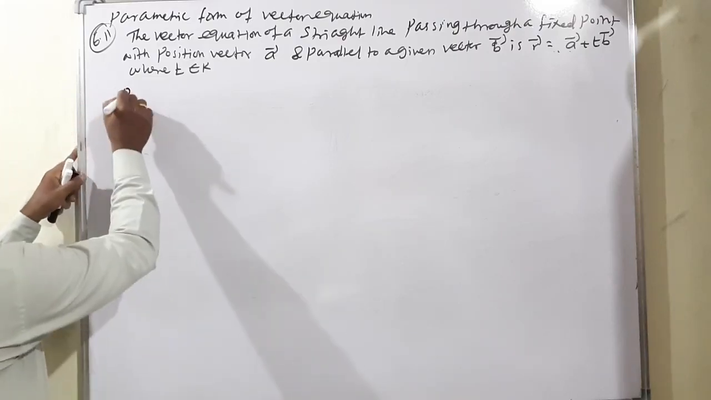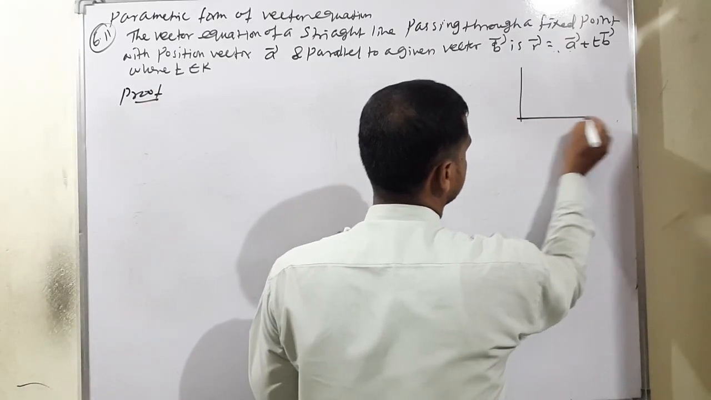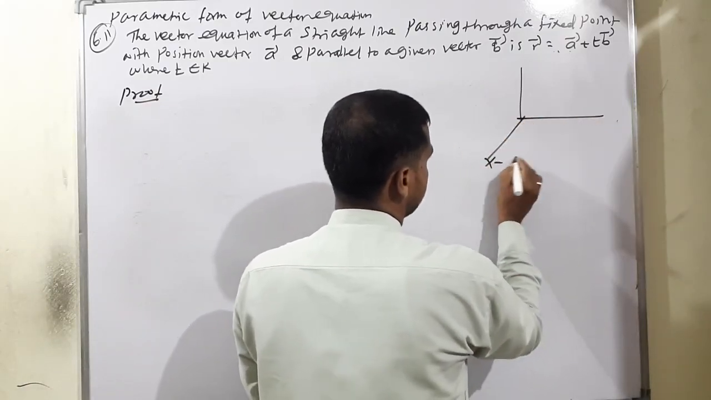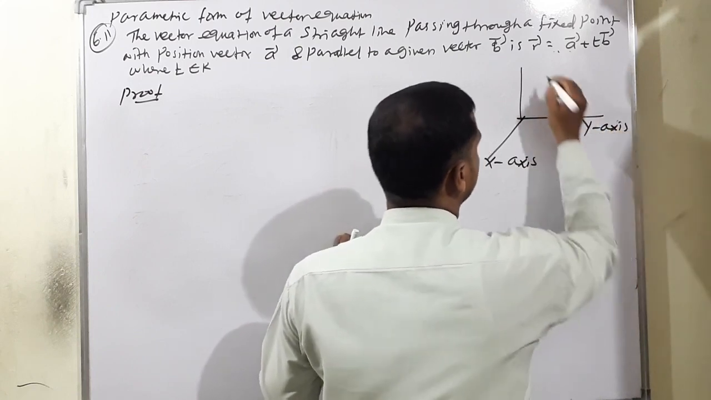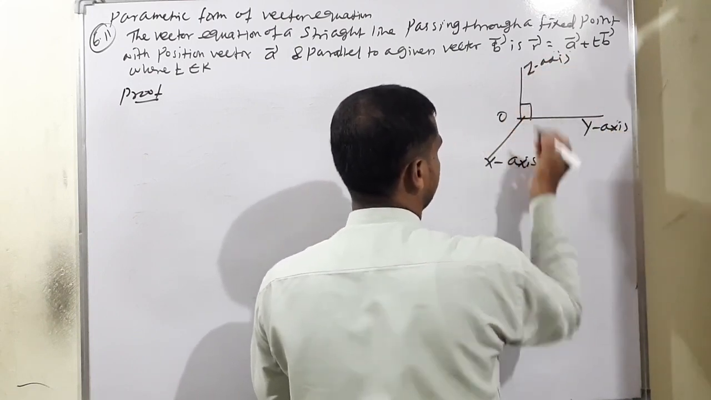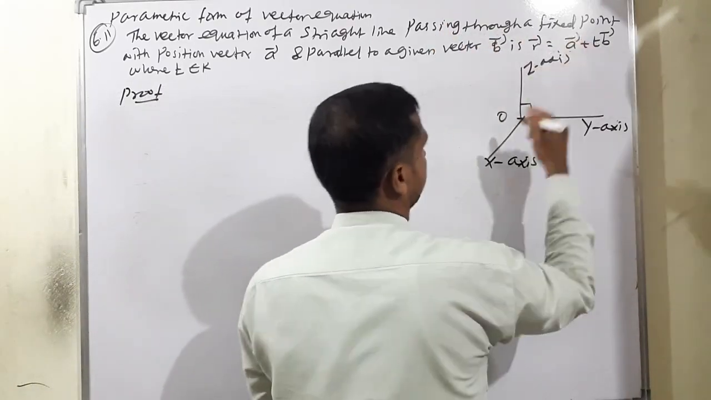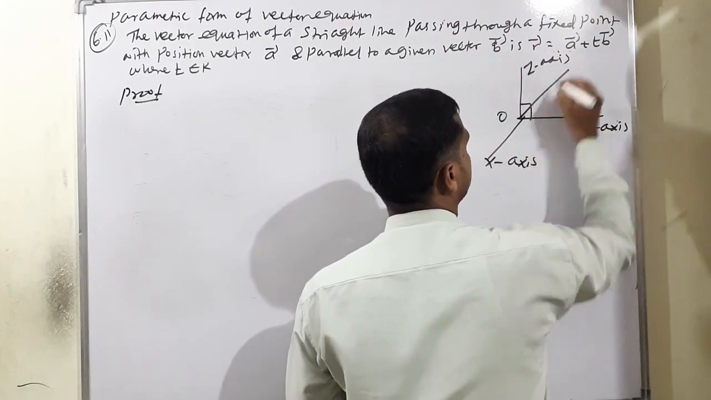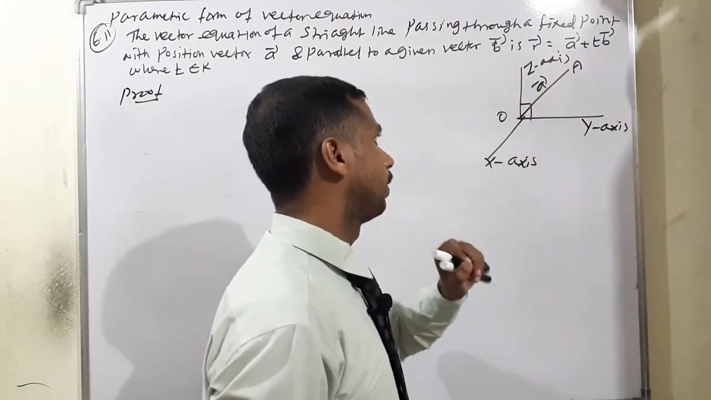First I am moving to the proof. Before moving, just consider three axes. This is the x-axis, this is the y-axis, then the z-axis. This is considered the origin point. First one, passing through a fixed point. One fixed point is given, that is called A, and its position is called A vector.